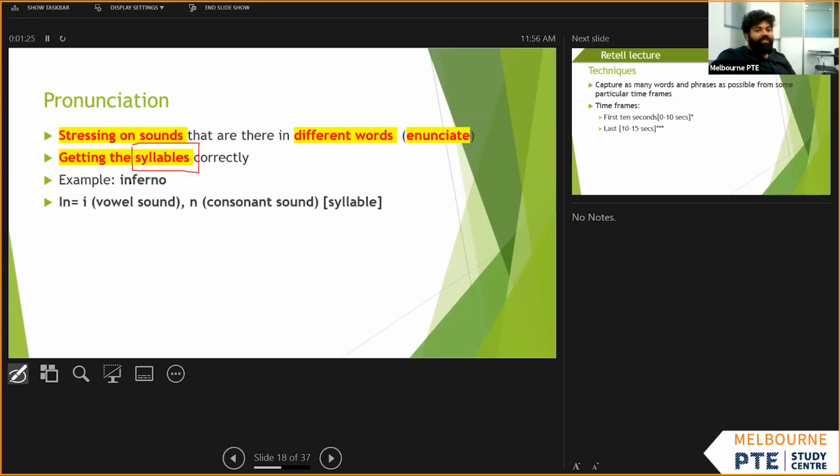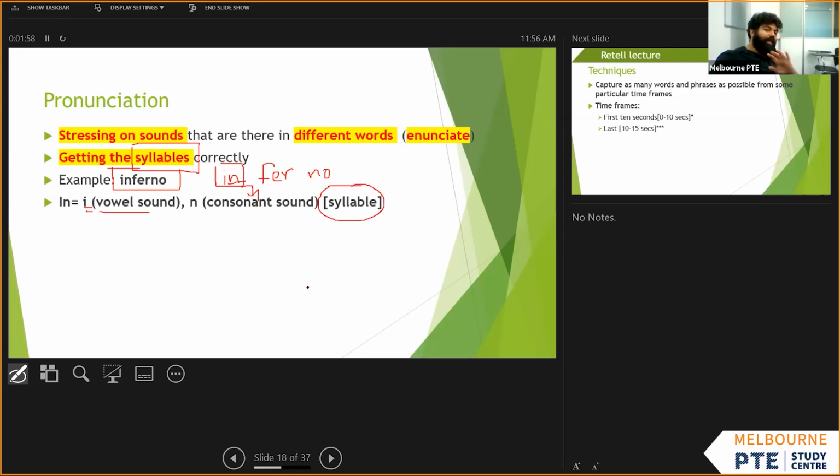Okay. Now, what is that exactly? Let's just say if we take this word, inferno, the syllables inside this word will be in, for, and no. If you have a look at any one of them, you will see it has the sound of I, which is a vowel sound, and the sound of N, which is consonant sound. This is what you will call as syllable.